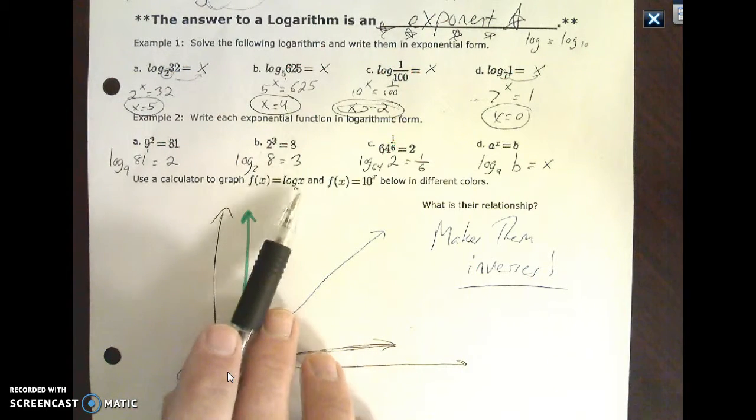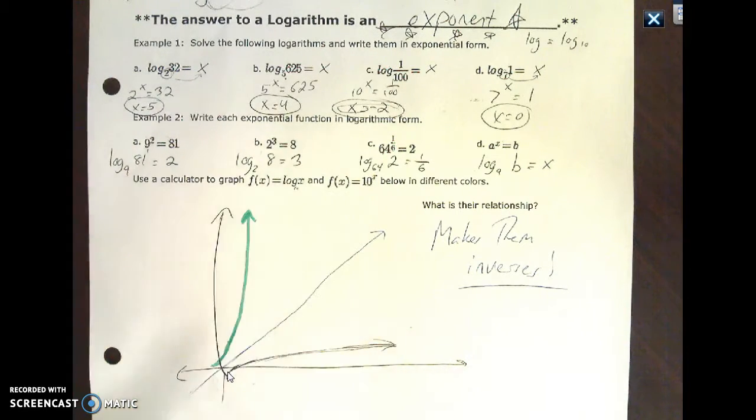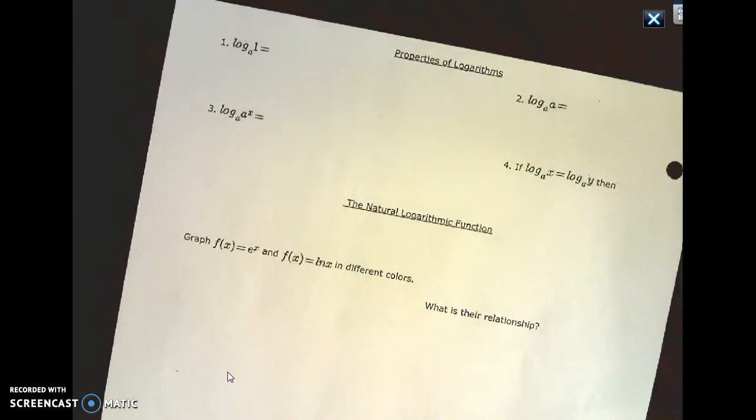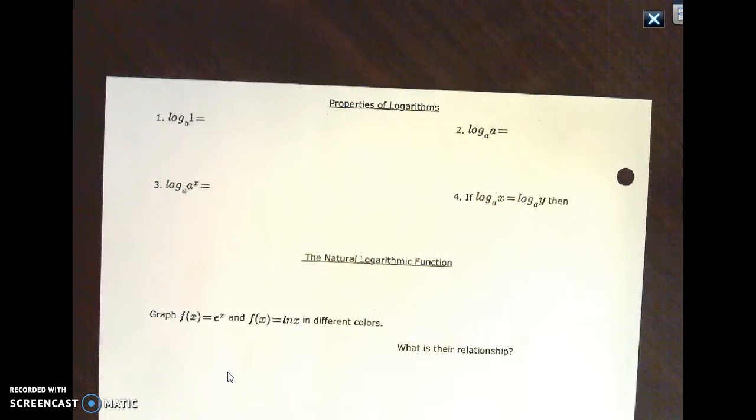You can have log base 2 of x, and that equals 2 to the x, log base 3 of x, 3 to the x, so on and so forth. Okay? Alright, so certain properties of logarithms.